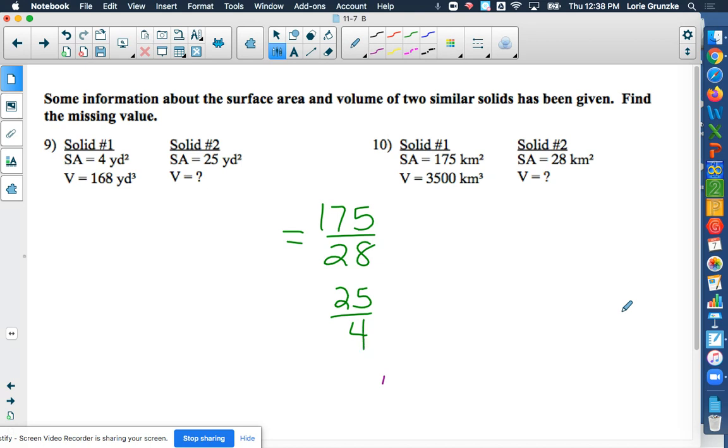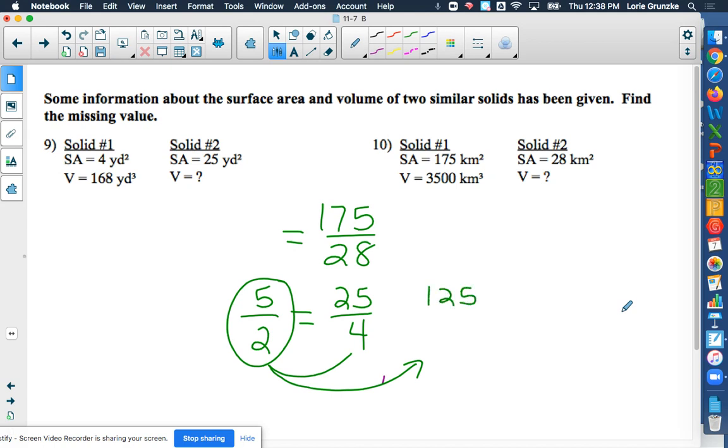Now we're still in area. To back it up to its scale factor, you take the square root of those two numbers, because these are squared. The square root of 25 is 5. The square root of 4 is 2. There's my important scale factor. I have to find the volume scale factor. So I go 5 times 5 times 5, I get 125. 2 times 2 times 2, I get 8. This is the volume scale factor, 125 over 8.